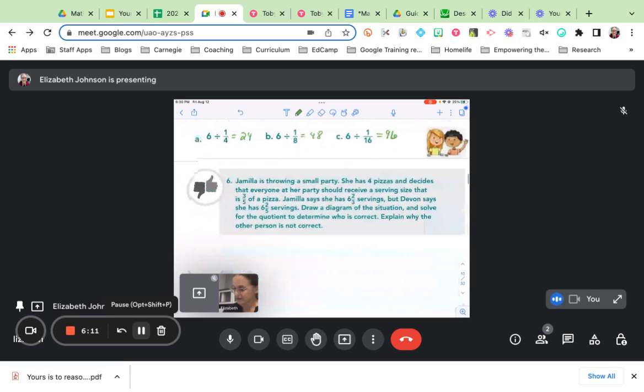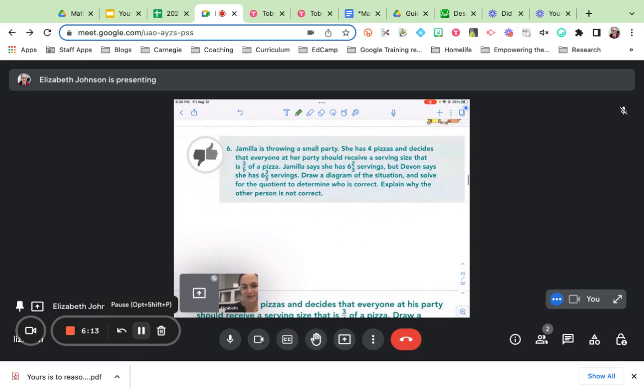All right, let's see what we can do with this. We're going to have a little bit of a debate here. Jamila is throwing a small party. She has 4 pizzas and decides that everyone at her party should receive a serving size that is 3/5 of a pizza. Jamila says that she has 6 2/3 servings, but Davion says she has 6 2/5 servings. Draw a diagram of the situation and solve for the quotient to determine who is correct. Explain why the other person is not correct.